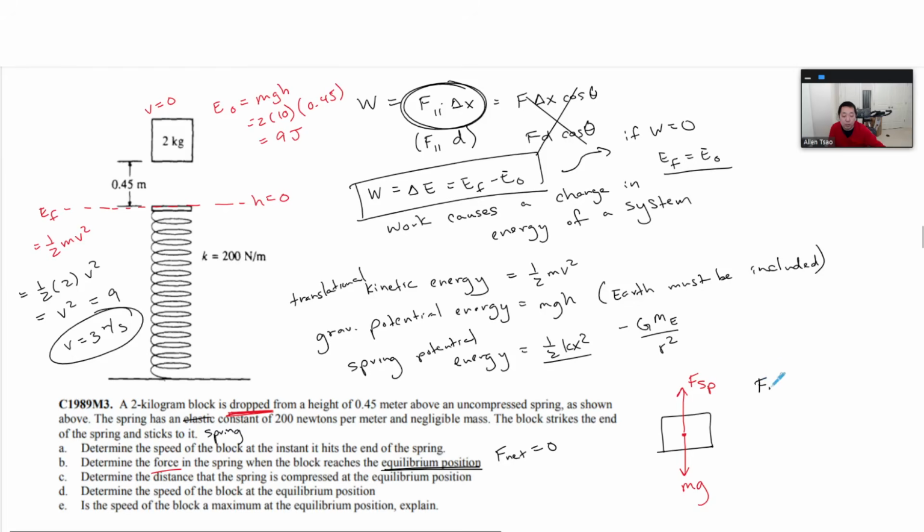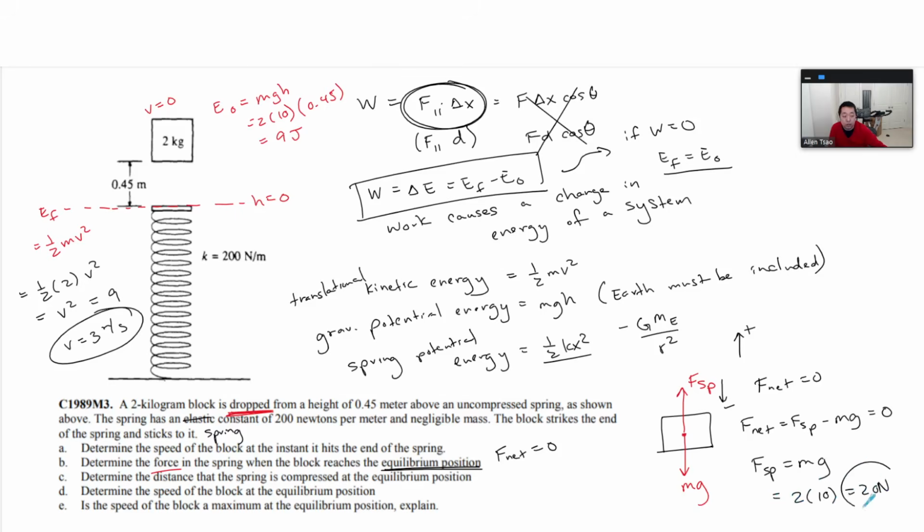I know the net force has to be equal to 0. So we'll say up is the positive direction. It doesn't really matter. That means F net is just the spring force minus mg, because the spring force is up, and mg is down, so that's the negative direction. F_sp minus mg has to equal 0. So the spring force just equals mg, and that is 2 times 10, which is 20 newtons.